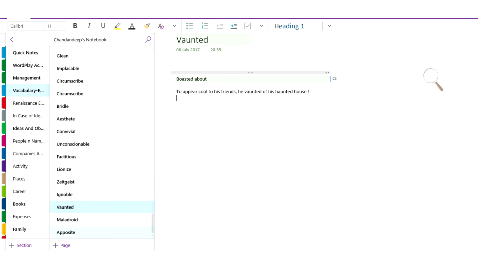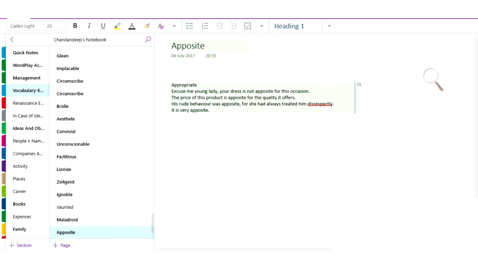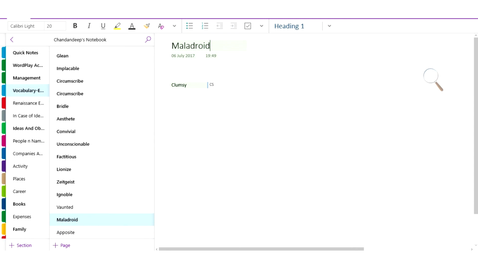Consider another word, apposite. I have linked it with the word appropriate. A simple association with the word appropriate. So the simpler and the easier the mnemonic, the easier it is to help you recall the word. Maladroit. I already know the meaning of the word adroit, which is skillful. So maladroit means not skillful or clumsy. So likewise, I have all these words.